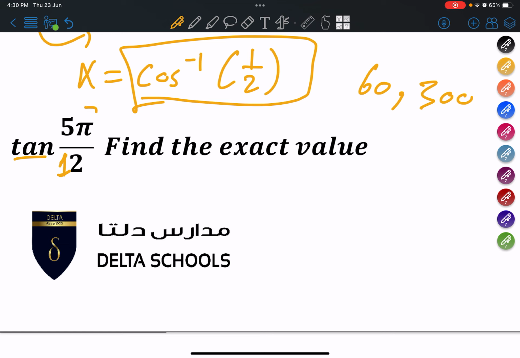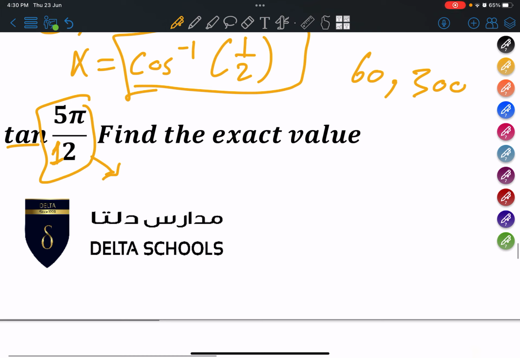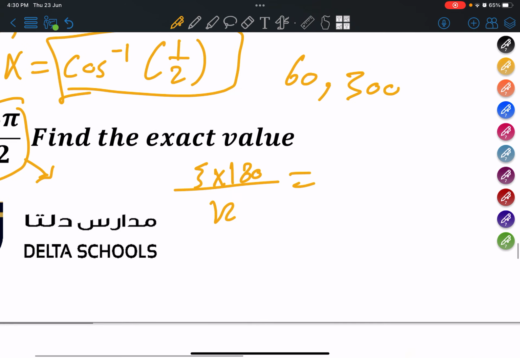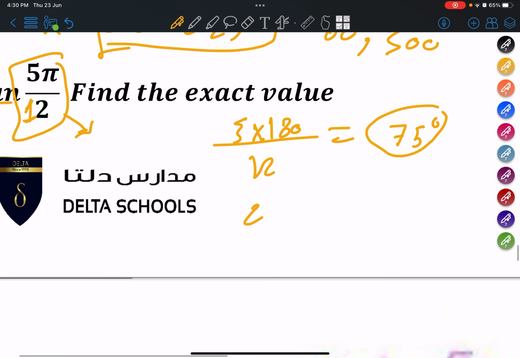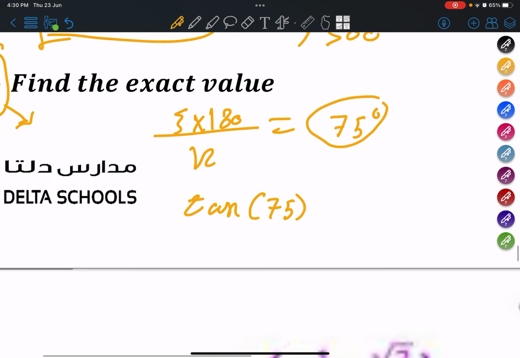Basically, first of all, let's convert this into degrees, because here it is in radians. So we'll say 5 times 180, because each pi represents 180, over 12. This will give us 75 degrees. So here they're asking us, what is tan 75? The exact value for tan 75.